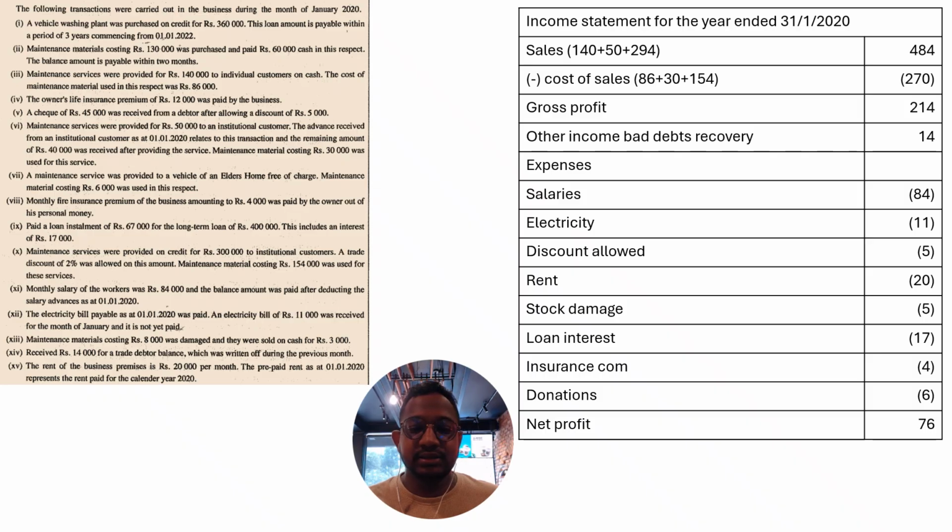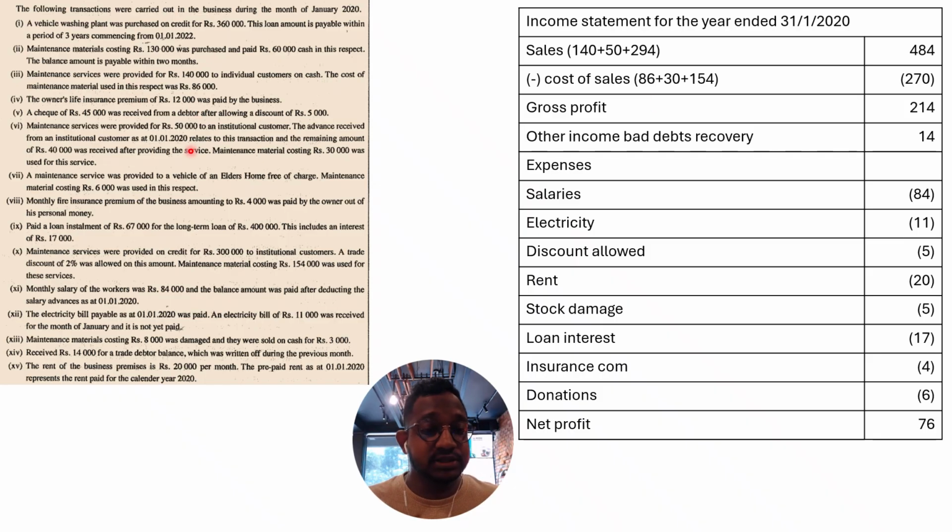And the final thing, from here you have to prepare the income statement, right? So first thing, loan amount is payable. There is nothing about the income or expense. And here material costing 130 was purchased and 60. So here I am getting the sales and cost of sales directly, not as opening stock plus purchases like us. So third one, maintenance services was provided 142 individual customer on cash. So the sales value is 140 and the cost of that is 86.